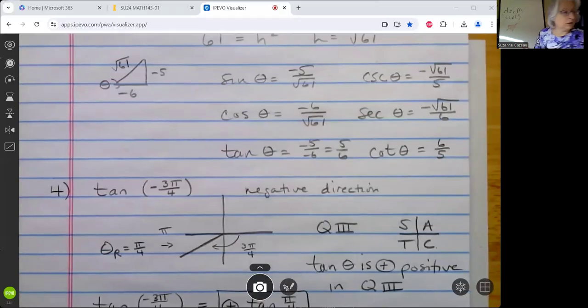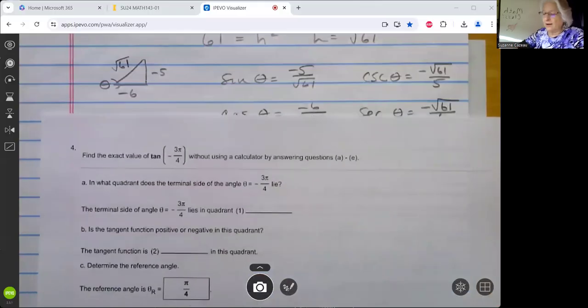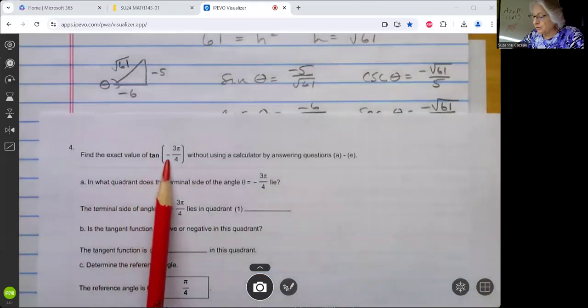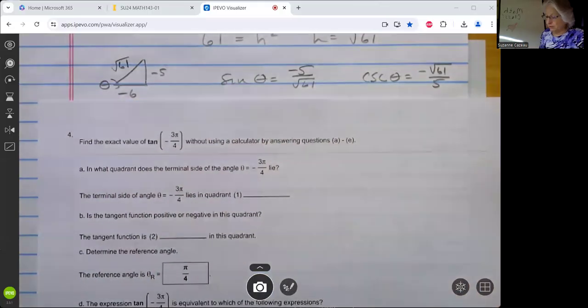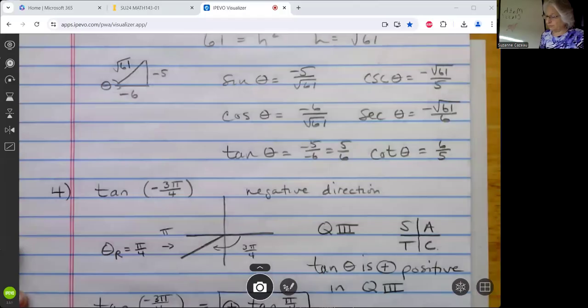Number 4. Find the exact value of tangent of -3 pi over 4. And we're going to answer all these questions here. It takes up that whole page. Number 4.